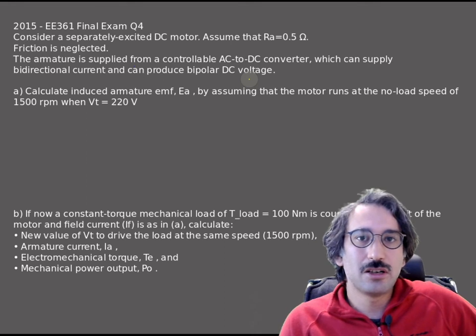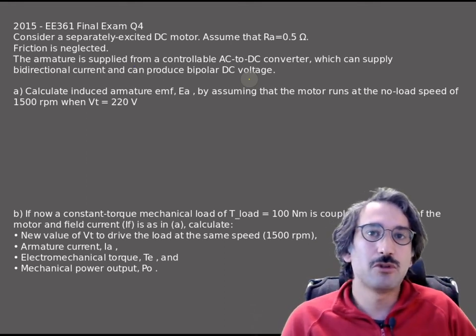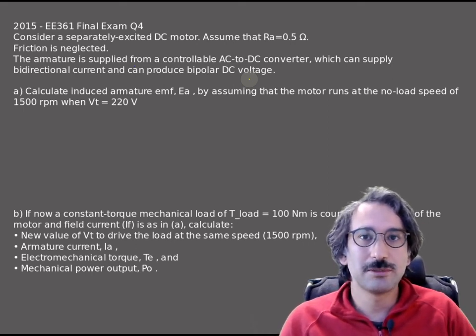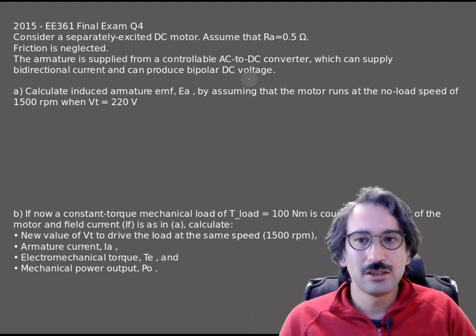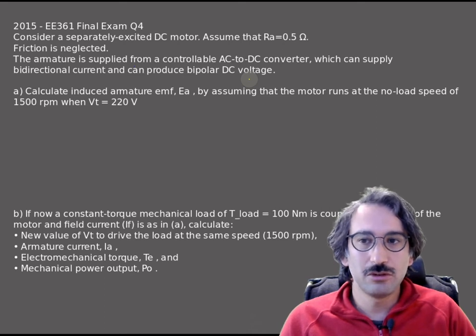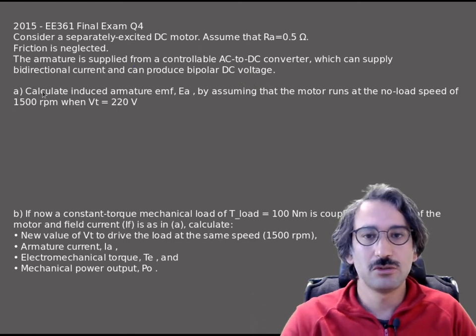So that means our motor can operate in four quadrant mode, sometimes maybe it is in the generating mode, sometimes it is in the motoring mode. So we know the motor is rotating from part A. The motor runs at no load with a speed of 1500 RPM when the terminal voltage is 220 volts.